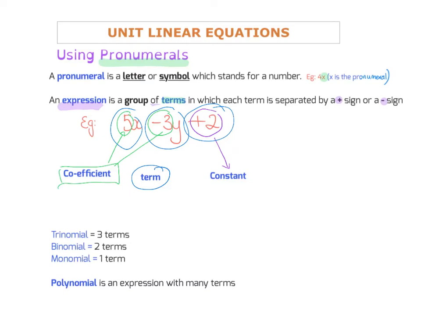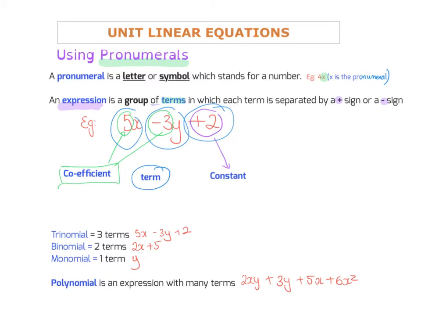We have a few other little words they might use. If we have a trinomial, that's something that has three terms. My example up there is actually a trinomial because it's got three terms. A binomial is something with two terms, and a monomial just means we've got one term, we might have y like that. A polynomial is an expression with many terms. Once we get over, say, three terms, we'll just call it a polynomial.